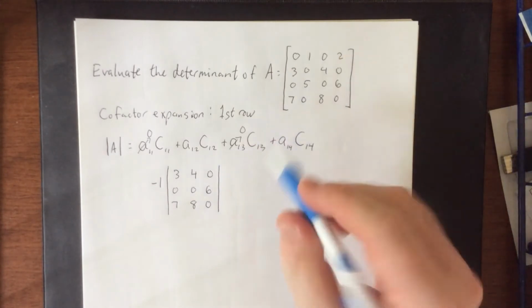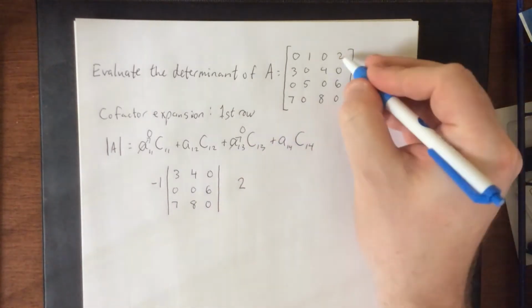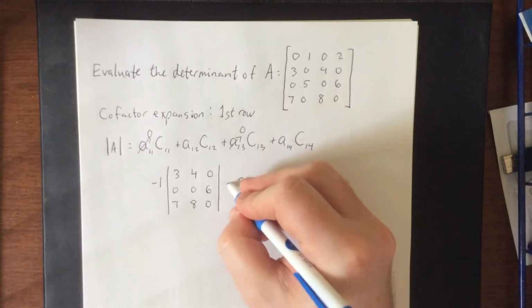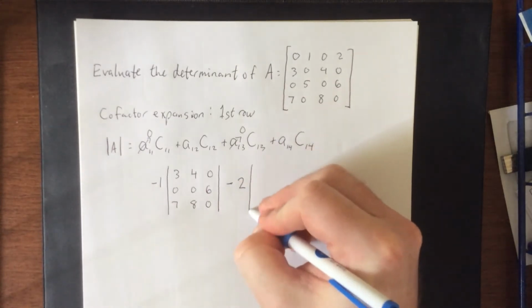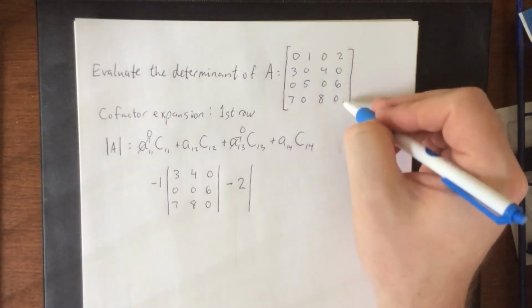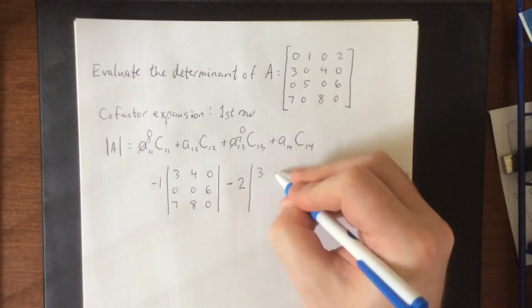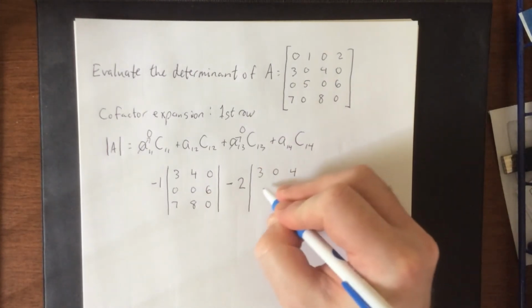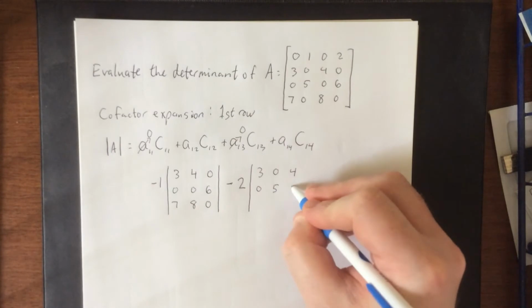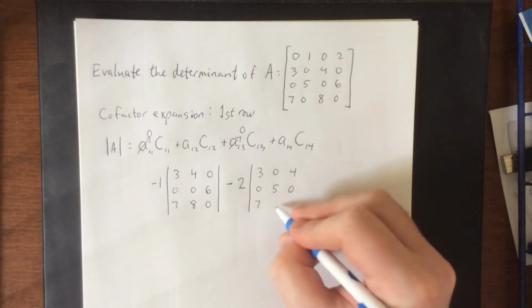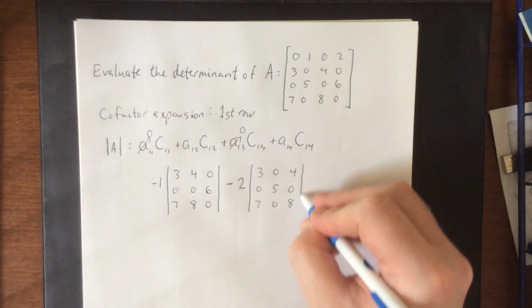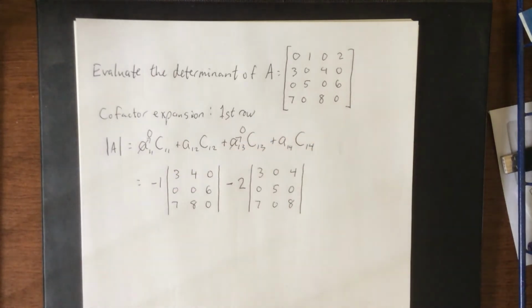The 1, 4 entry is 2. Based on the relative location of the 1, 4 entry, that'll be a negative from the cofactor grid. And then we'll get the 1, 4 minor in here. So that'll be 3, 0, 4, 0, 5, 0, 7, 0, 8. So that leaves us with only 2 more of these to evaluate.